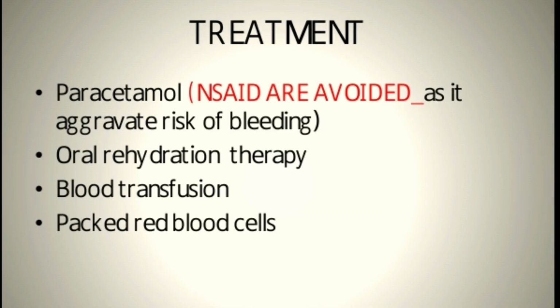For treatment of dengue infection, paracetamol is used for fever and discomfort, while NSAIDs are avoided as they might aggravate the risk of bleeding. Oral rehydration has to be improved. Blood transfusion is initiated early in patients presenting with unstable vital signs. Packed red blood cells or whole blood are recommended, while platelets and fresh frozen plasma are usually not recommended.